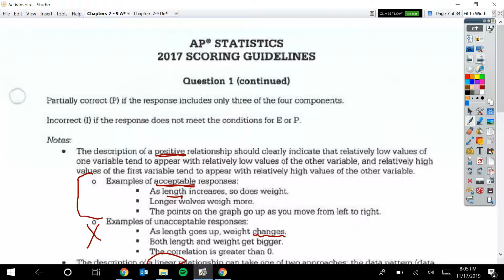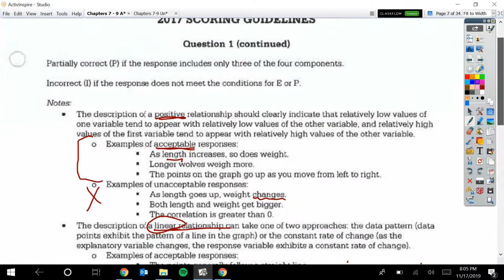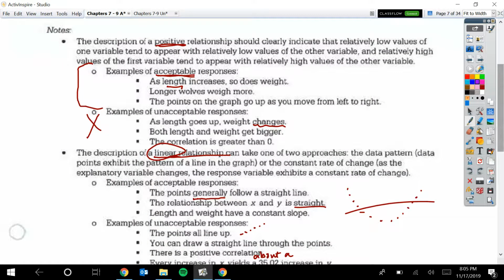But here's the things that they accepted. They were very clear on the training that they gave the AP graders. Here we go. Here are acceptable responses for positive. Things such as, as the length increases, so does the weight. Okay, so see, that's giving you context, and it's telling you as one of them goes up, the other one goes up. The longer wolves weigh more. Points on the graph go up as you move from left to right. Now, I don't like that one as much because it doesn't have context, okay? But maybe you would get to context a little bit later.